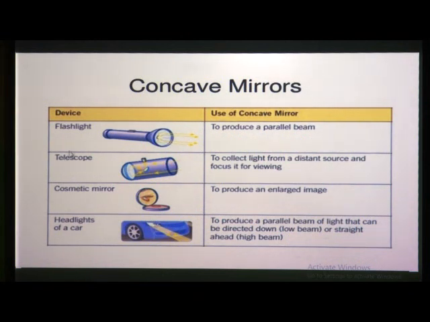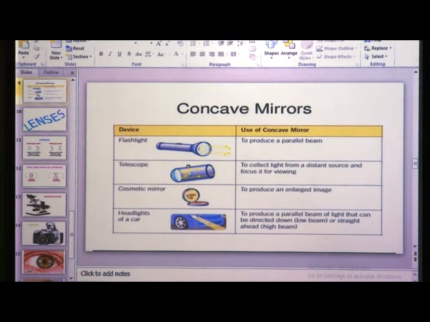We discussed in our previous session that concave mirrors are used in a flashlight, telescope, cosmetic mirror and headlights of cars, and the uses of a concave mirror are to produce a parallel beam, to collect light from a distant source and focus it for viewing, to produce an enlarged image, and to produce a parallel beam of light that can be directed down or straight ahead, okay. So we will discuss now what is the use of a convex mirror.